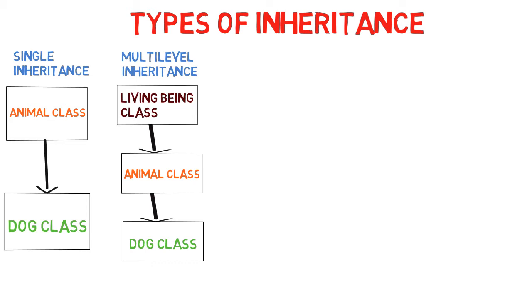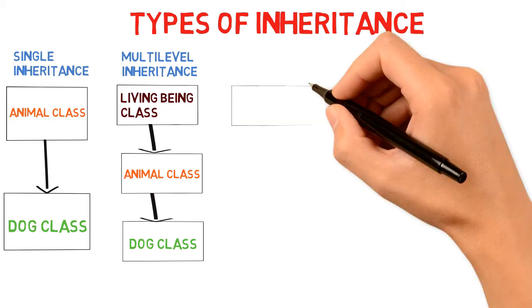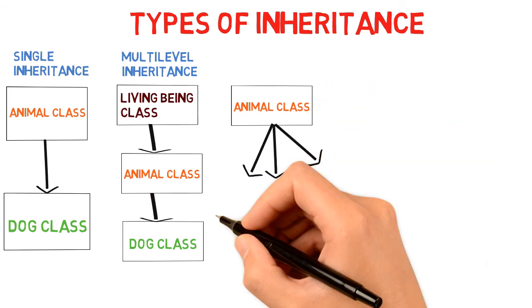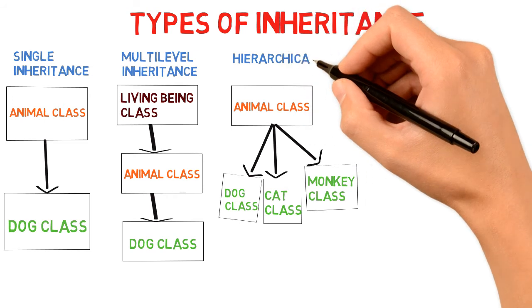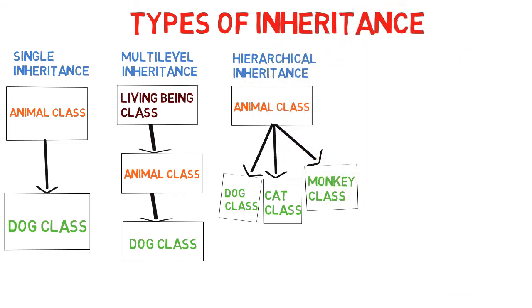Next, we have a situation where one parent can have multiple children. To take a simple example, there are lots of animals which are going to inherit the animal class, such as dog, cat, monkey, fox, etc. So there can be a lot of classes extending from this class and every class is going to get the properties of the animal class. So it's like one parent having multiple children. And this scenario is known as hierarchical inheritance.